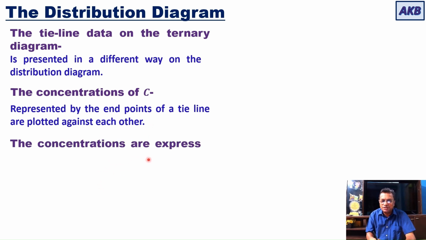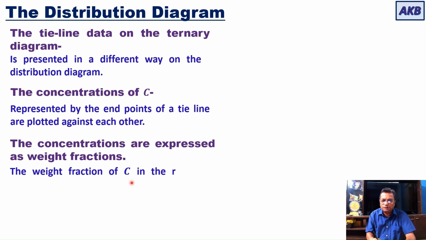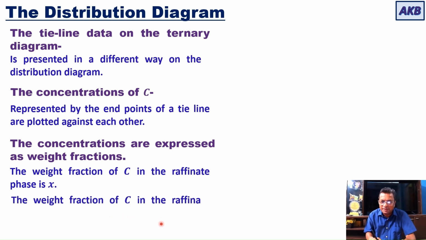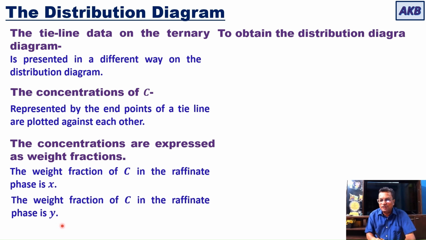The concentrations are expressed as weight fractions, for example. So the weight fraction of C in the raffinate phase, we are going to denote that by X. And the weight fraction of C in the extract phase, we are going to denote that by Y. And of course, this X and Y are in equilibrium with each other.